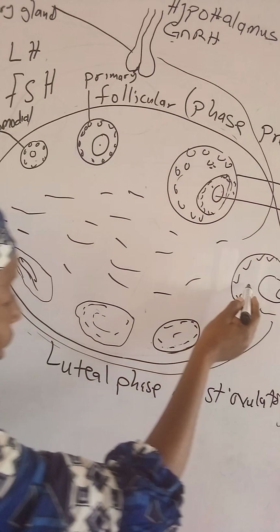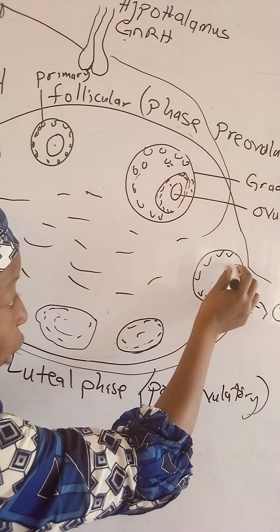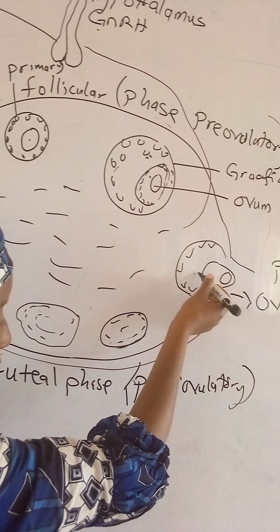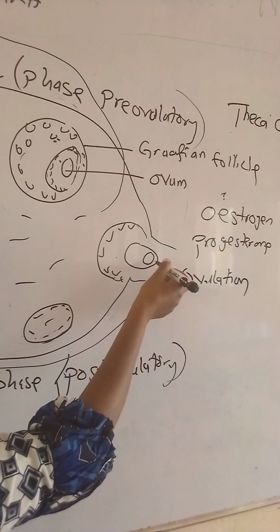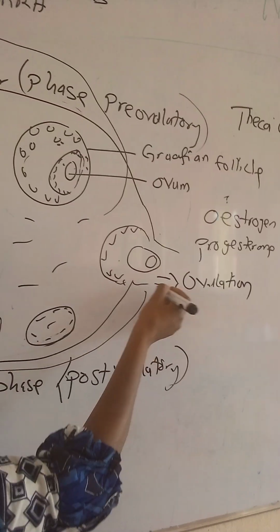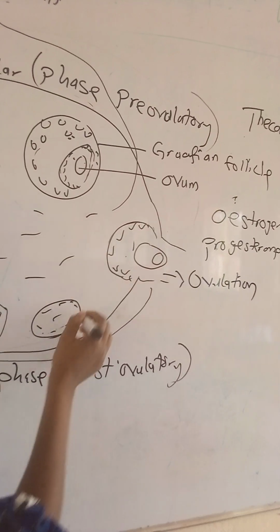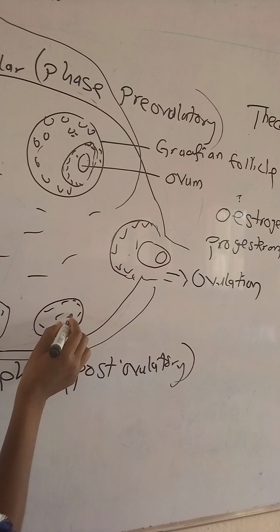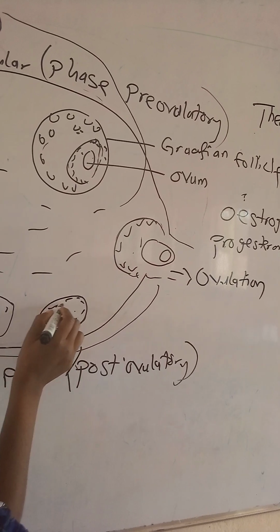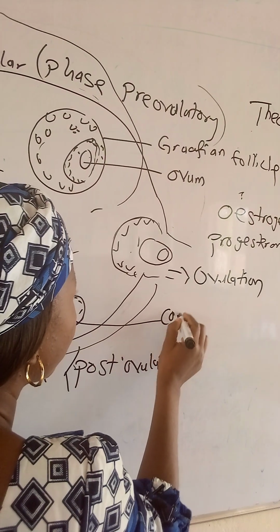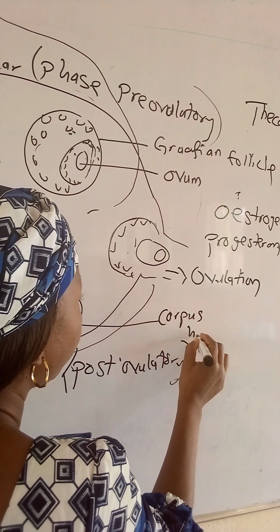Now let's look at it. The matured follicle has already ovulated. It has given birth to the matured egg. All right, so this ruptured follicle will now become filled up with blood. You can see it here. Okay, it will become filled up with blood, and it will become the corpus hemorrhagicum.